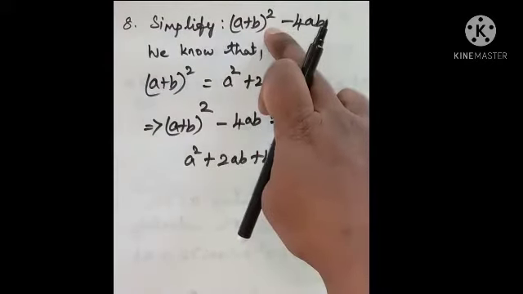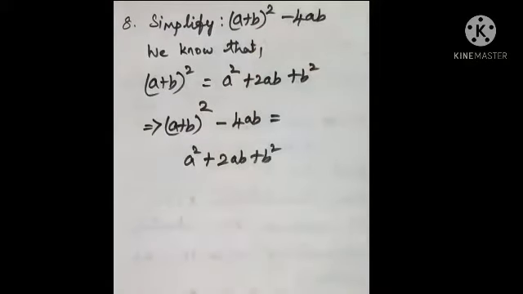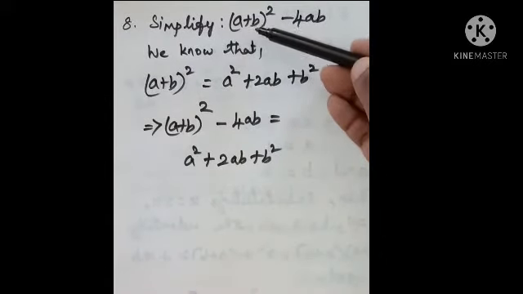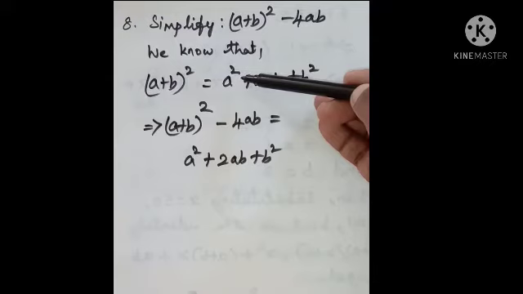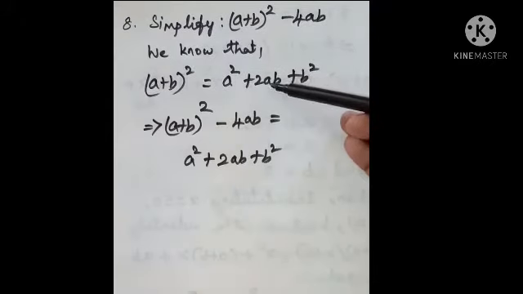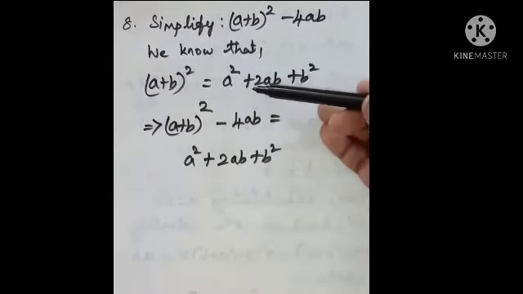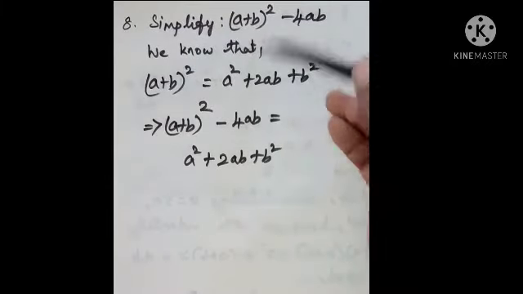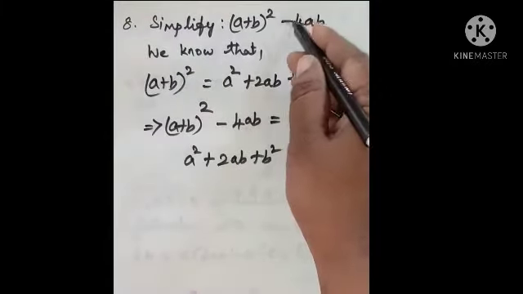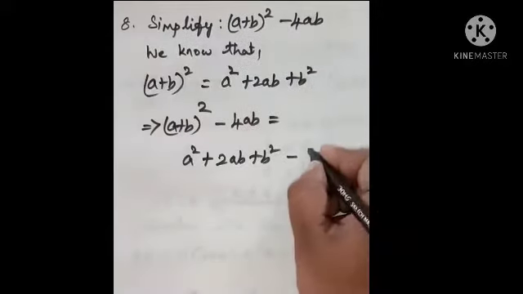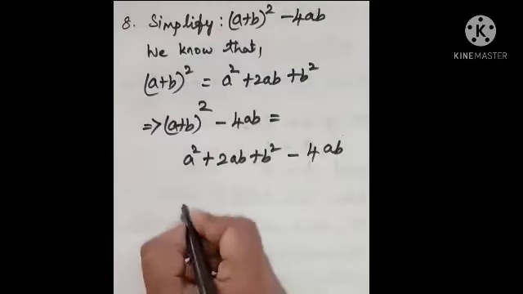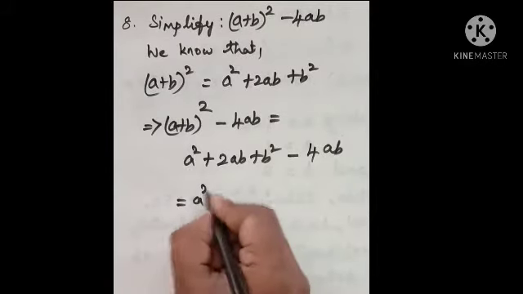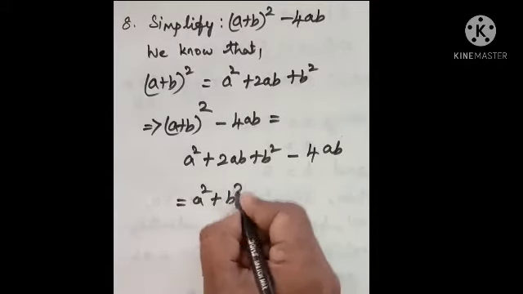Here we are going to simplify the given expression (a plus b) whole square minus 4ab. We know the expansion of the identity (a plus b) whole square is a square plus 2ab plus b square. So substituting a square plus 2ab plus b square in place of (a plus b) whole square, and the next one, put minus sign 4ab, and then here a square plus b square.